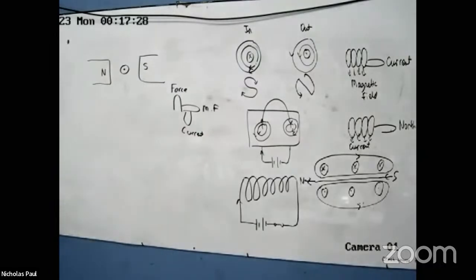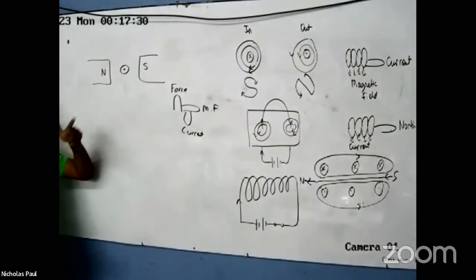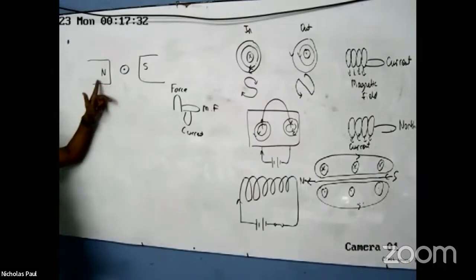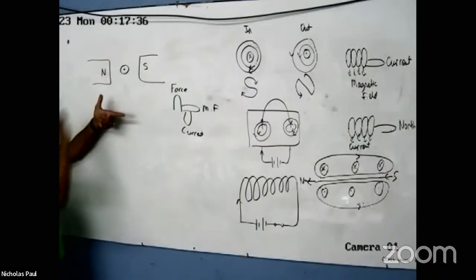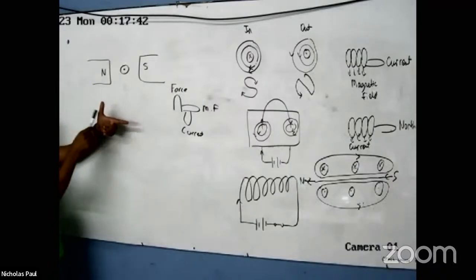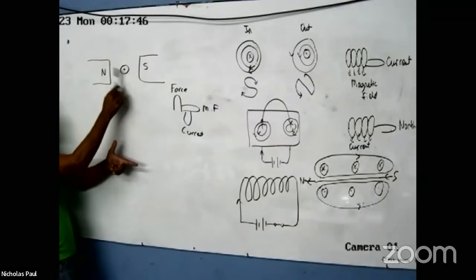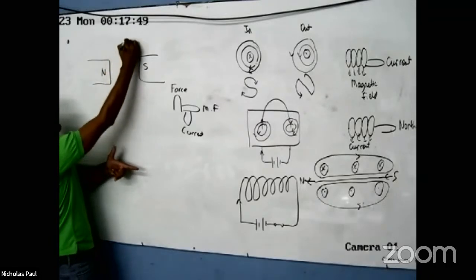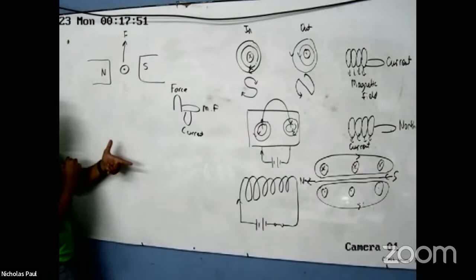Okay, so let's start. The magnetic field moving where? North to south, right? So the magnetic field moving from north to south. Dot means what? Dot means out. So your thumb pointing where? Upwards. So this conductor will experience an upward force.